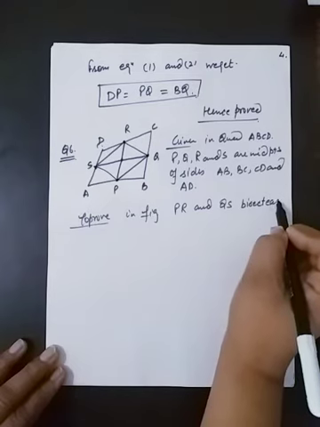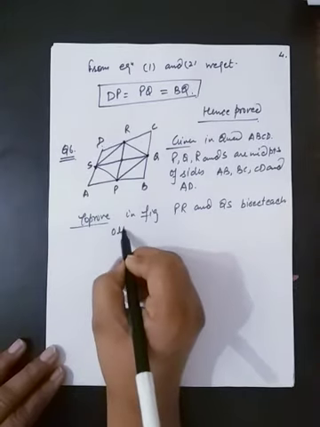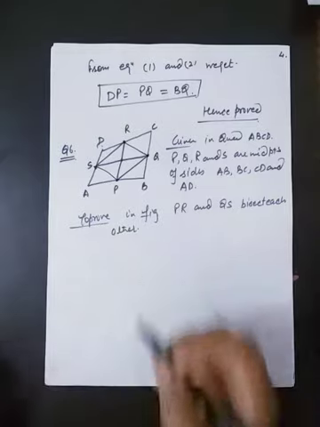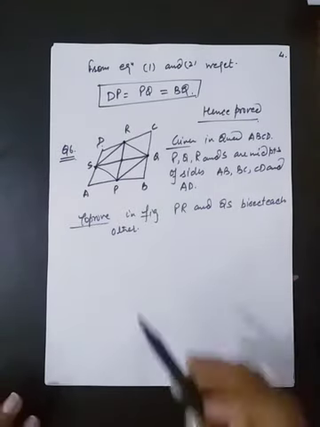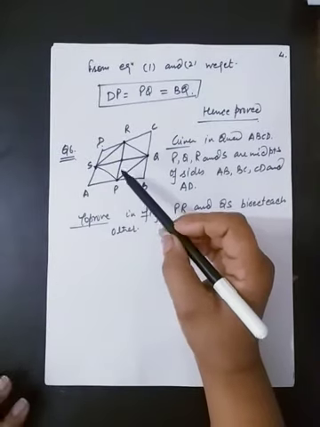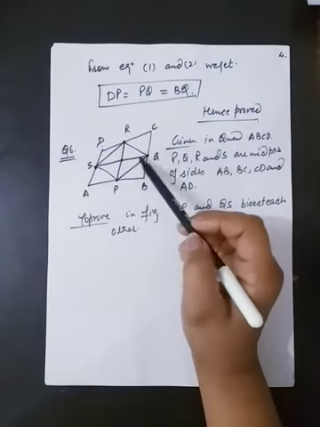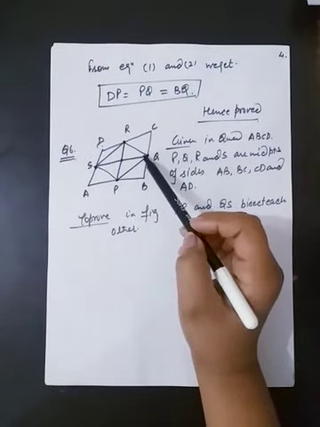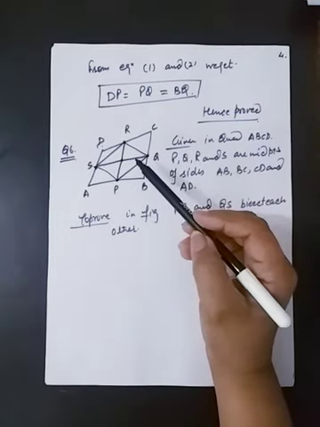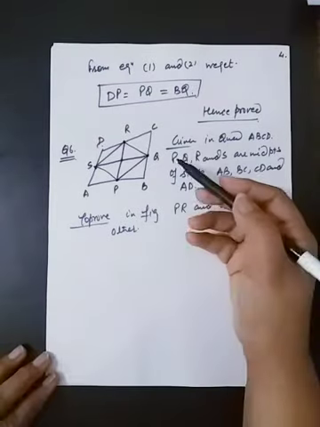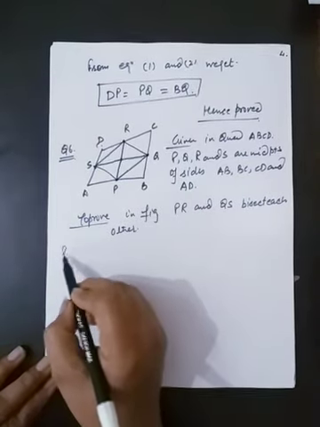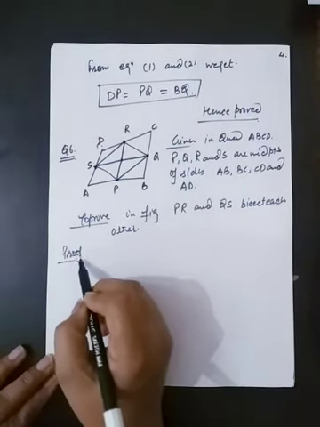bisect each other. So to prove this result, first of all we have to prove that PQRS is a parallelogram, and PR and QS are the diagonals of a parallelogram, and we know that diagonals of a parallelogram bisect each other. So this question is again same as the previous one.